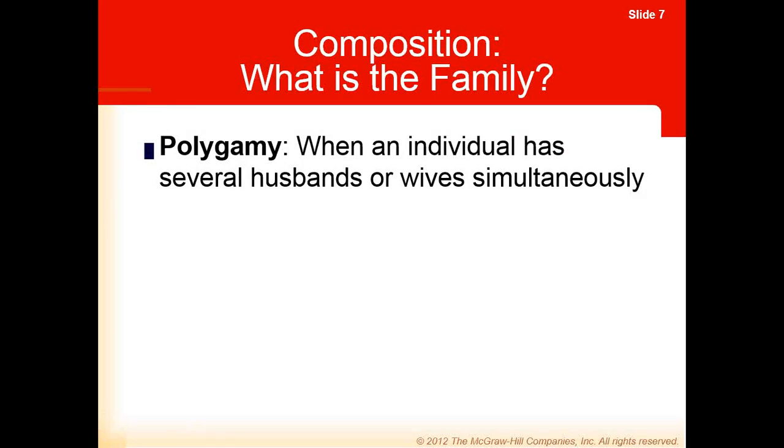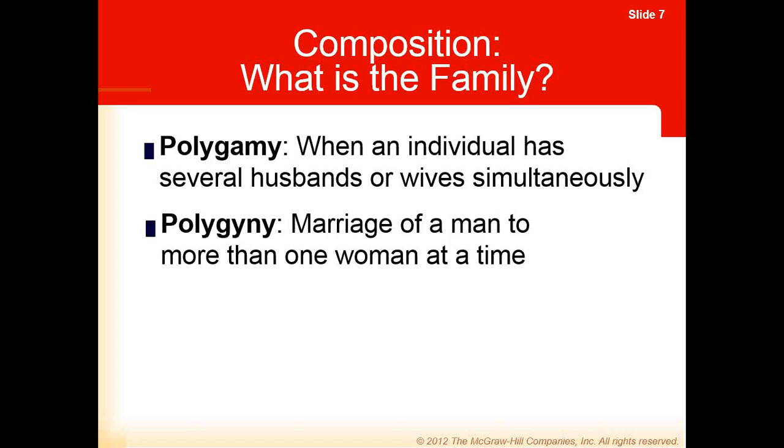Polygamy, as I mentioned, is when an individual has several spouses, husbands or wives simultaneously. Polygamy is one man, multiple women in a marriage. This is what's practiced by certain denominations of the Church of Latter-day Saints. The one that I can think of specifically that practices it in a very extreme form would be the Fundamentalist Church of Latter-day Saints. This is the one that Warren Jeffs headed.